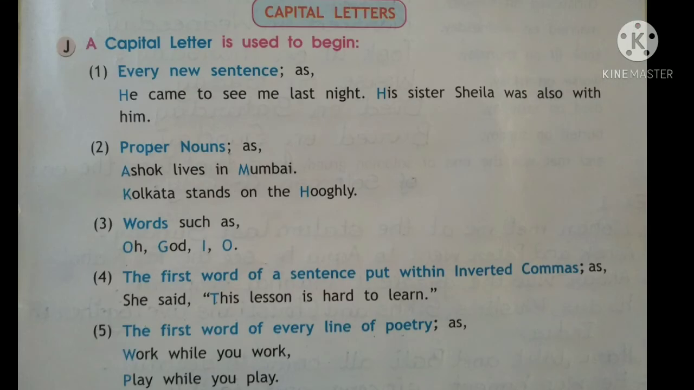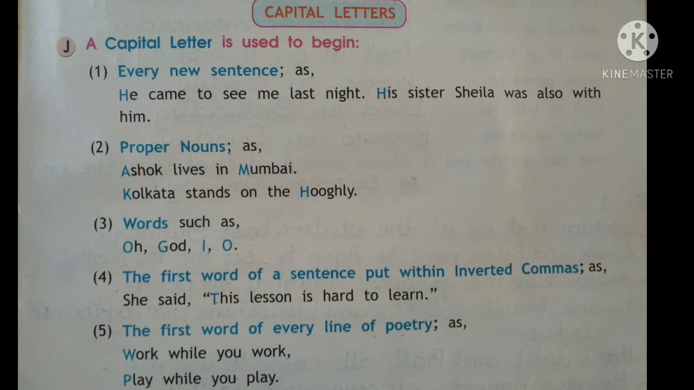Now about capital letters. When do we use capital letters? A capital letter is used to begin every new sentence. Whenever we put a full stop and we begin with a new sentence, we have to start with a capital letter, and every first letter of the sentence is always in capital. The second, proper nouns, as Ashok lives in Mumbai, Kolkata stands on the Hooghly. So all the names which are proper, we always write in capital letter.